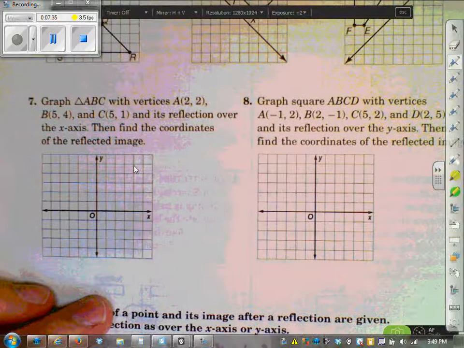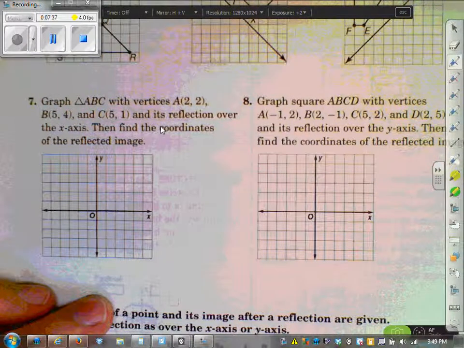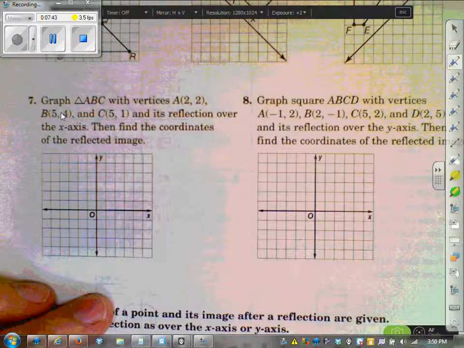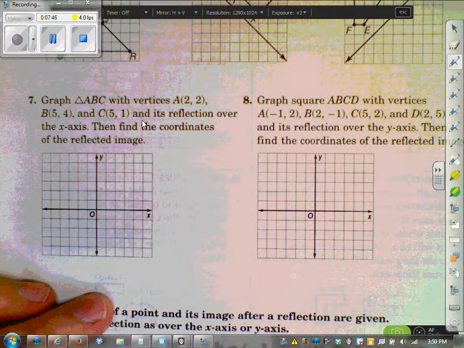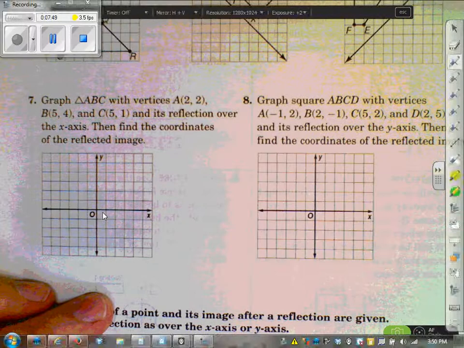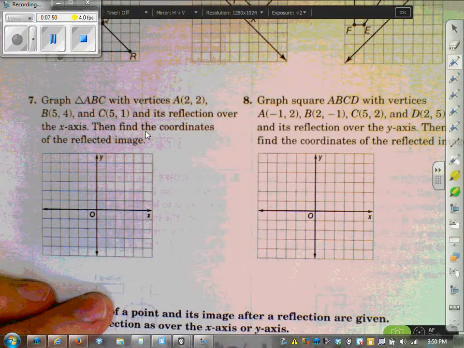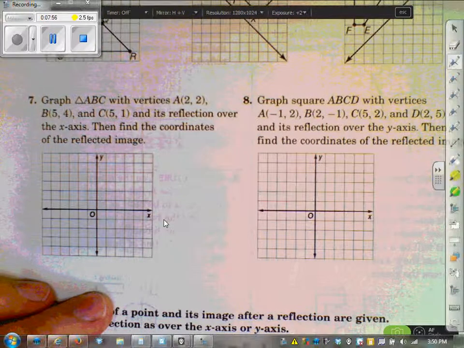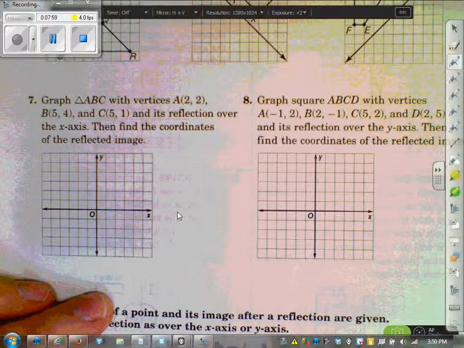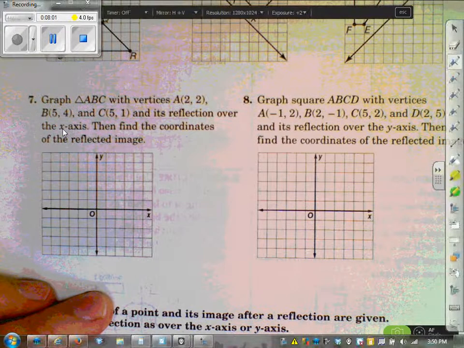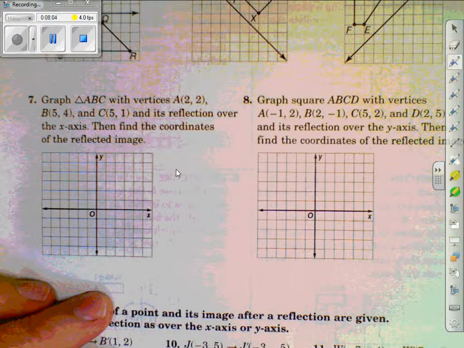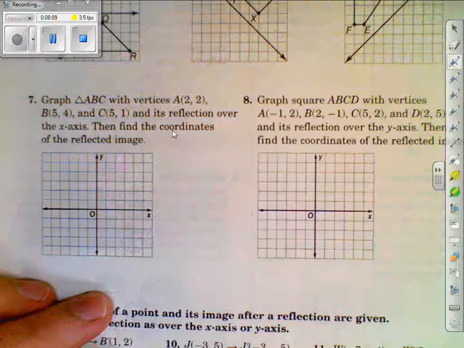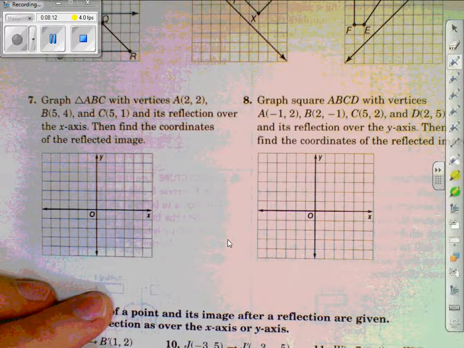These are the same thing. It wants you to graph it and then reflect it. What I'd really rather you do, I'm sorry, graph it, right, and then graph the reflection. What I'd really like you to do first would be to take the A, B, and C and put the ordered pairs here, and then change it. When it says it's reflected over the x-axis, I'd really like you to go ahead and write the new coordinates, right? I want you to find the coordinates first, and then you can graph the reflection.